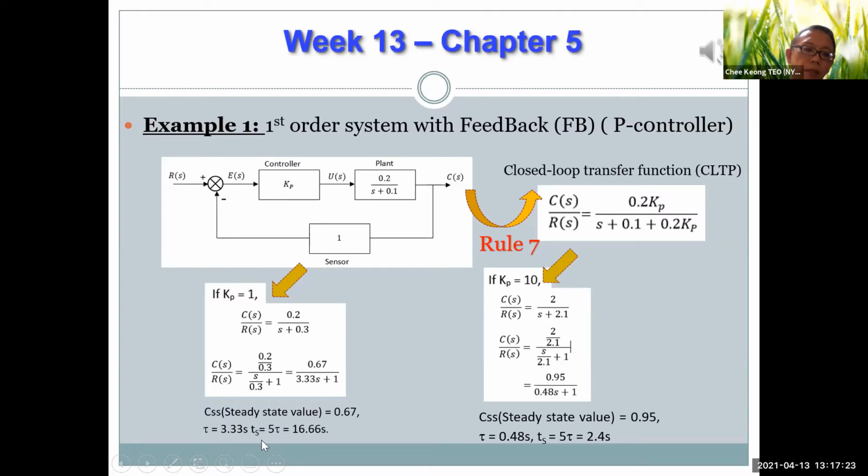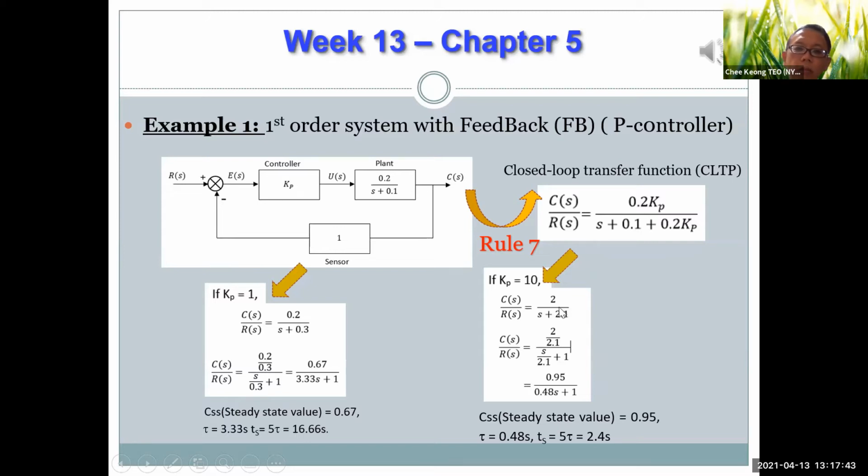And of course, your settling time will be 5 tau. 5 times 3.33 gives you 16.66 seconds. So that is for Kp equals 1. Now, if you substitute Kp equals 10, then the expression looks very different. Instead of 0.2 over s plus 0.3, now you have 2 over s plus 2.1, right?